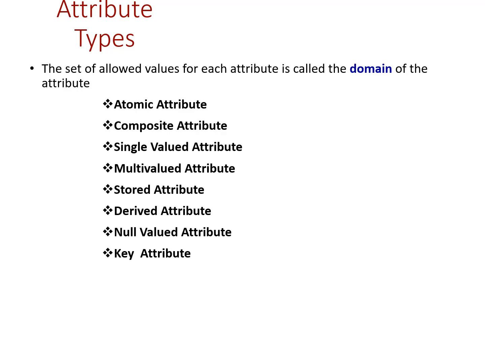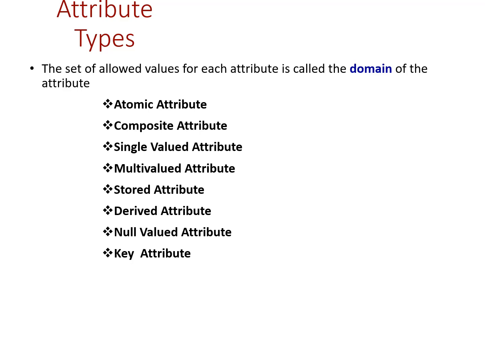Now, what are the various different types of attributes? That is very, very important. So let me first tell you. A domain is nothing but the various attribute values. For a student table, you can have multiple attributes. Each attribute can have different types of values which could be entered into that particular field. That set of values is called a domain, right?